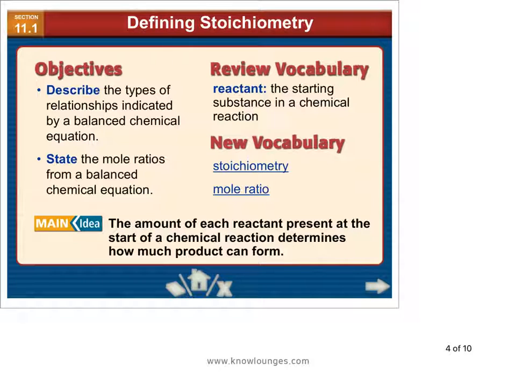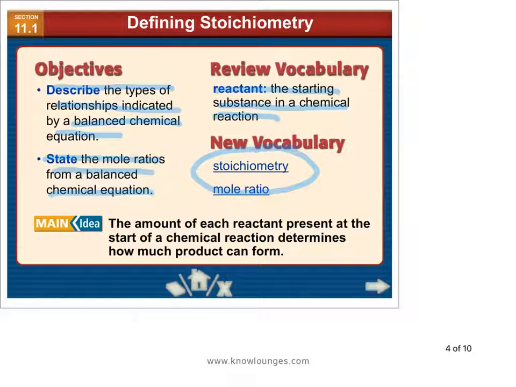Objectives for Section 11.1. You'll need to be able to describe the types of relationships indicated by a balanced chemical reaction. You'll need to be able to state mole ratios from a balanced chemical equation. We'll review vocab. A reactant is a starting substance in a chemical reaction. New vocab we'll get to as we go through the notes: stoichiometry and mole ratio.